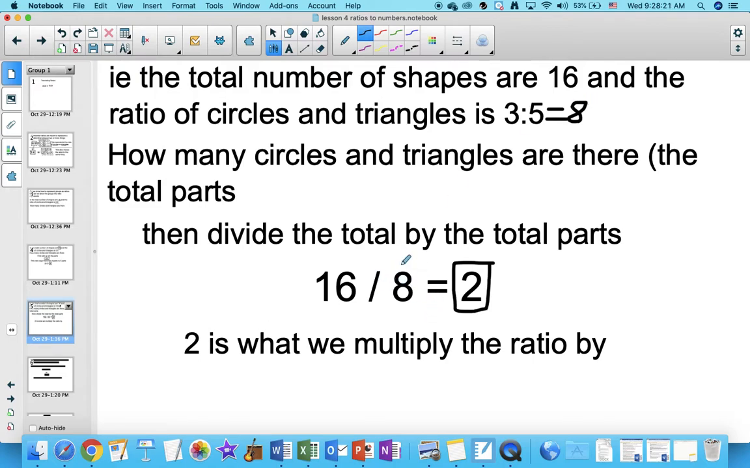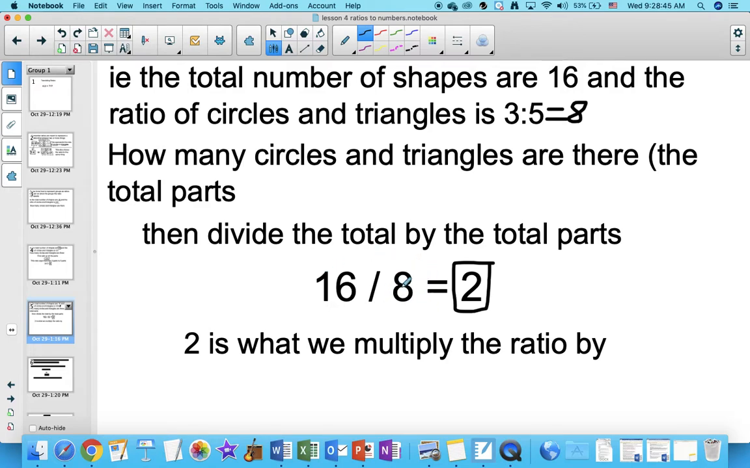And we divide 16 by that number, by 8, which gives us 2. So that's telling me for every part in our set of shapes, that equals 2 shapes, right? So one part equals 2 shapes. And there are 8 parts, because 8 times 2 is 16 shapes, right?